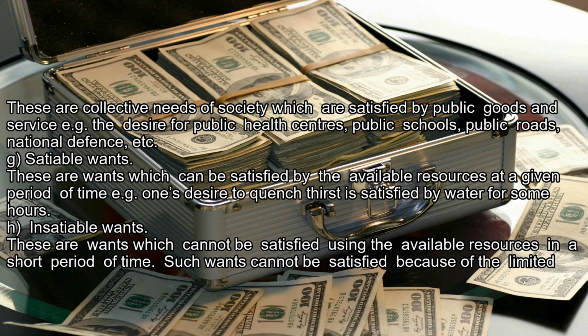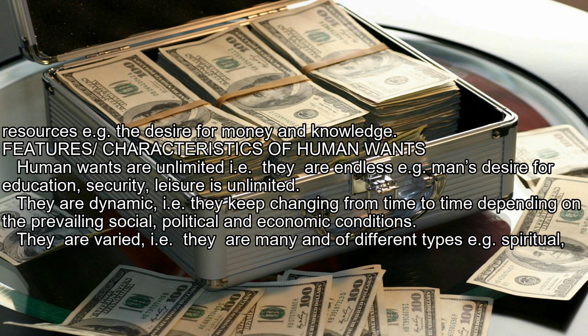G. Satiable wants. These are wants which can be satisfied by the available resources at a given period of time, e.g., one's desire to quench thirst is satisfied by water for some hours. H. Insatiable wants. These are wants which cannot be satisfied using the available resources in a short period of time. Such wants cannot be satisfied because of the limited resources, e.g., the desire for money and knowledge.